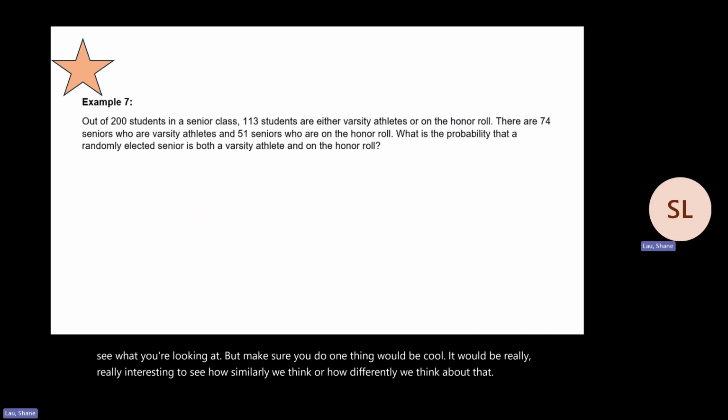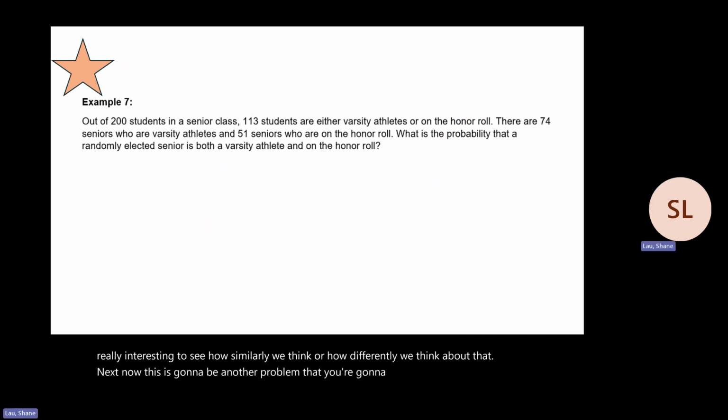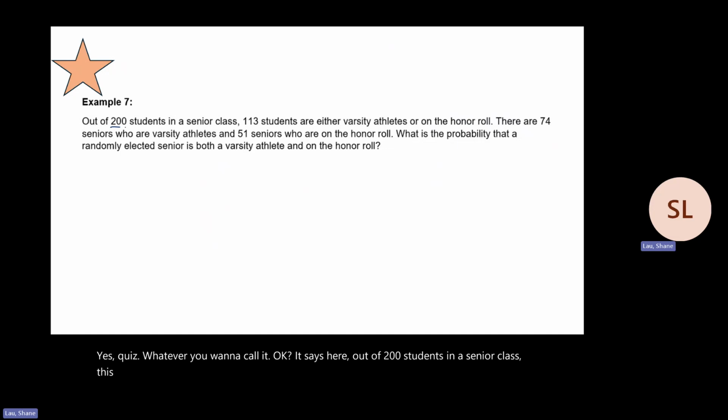Next, now this is going to be another problem that you're going to see on your exam, or sorry, on your test, quiz, whatever you want to call it. It says here, out of 200 students in a senior class, this is telling you a total. Okay, a total.